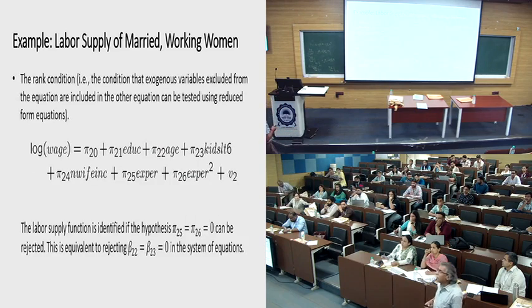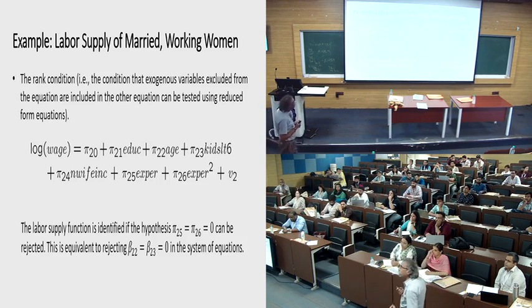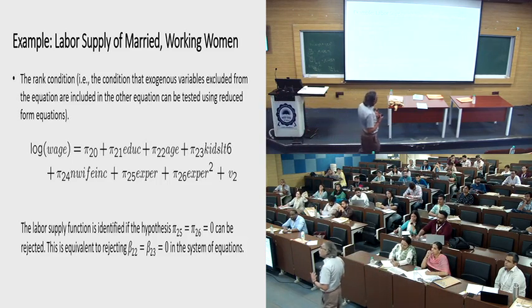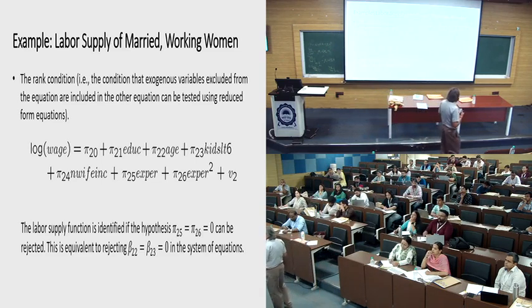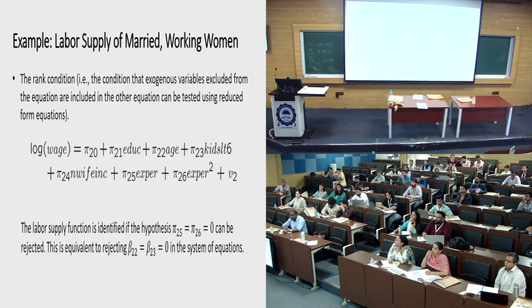So given this, I then want to think about the rank condition, that is, that the exogenous variables excluded from one equation are included in the other equation. I can test it by using something like a reduced form equation. So recall, the reduced form would be what? I have the log of the wage, and now it would depend on education, age, number of kids less than 6, family income, experience and experience squared. Because that's my equilibrium condition, I substitute the demand equation into the supply equation, assuming that supply is equal to demand. I do some manipulation and I get the reduced form equation.